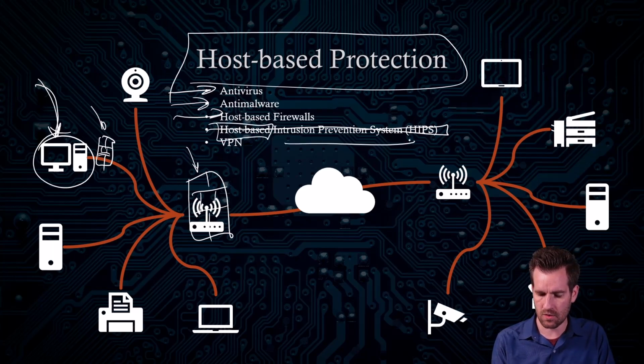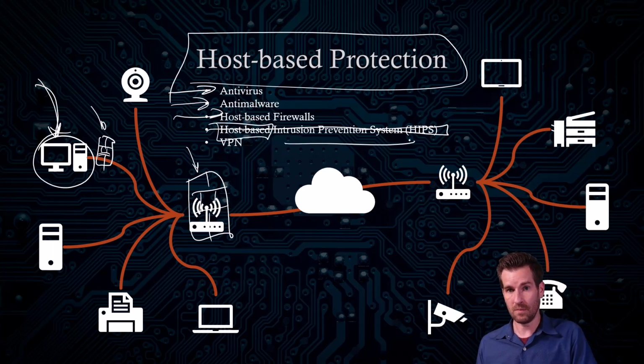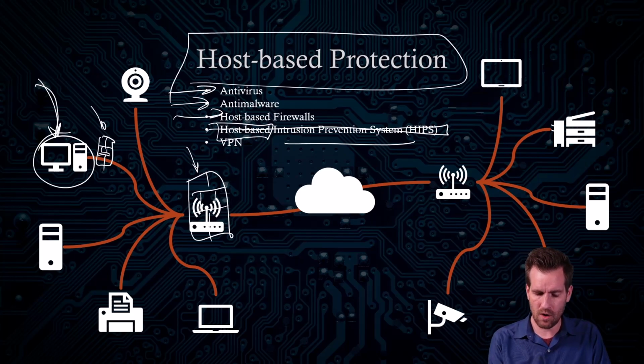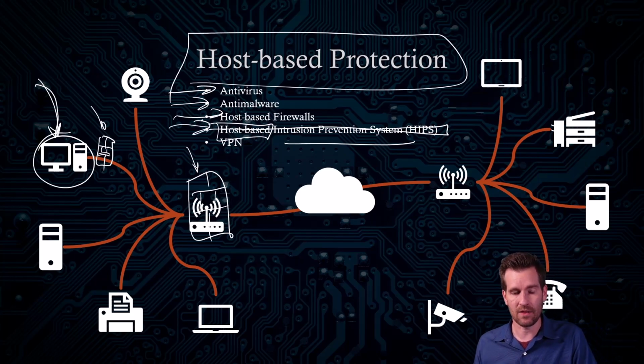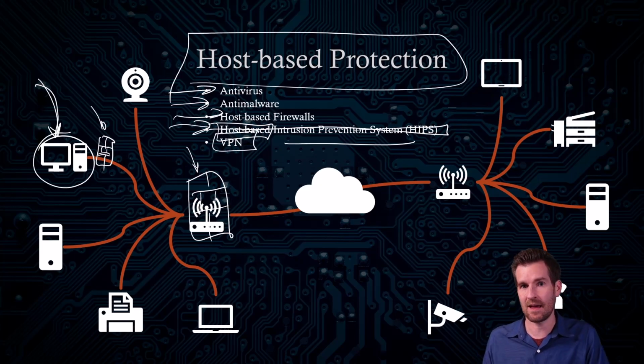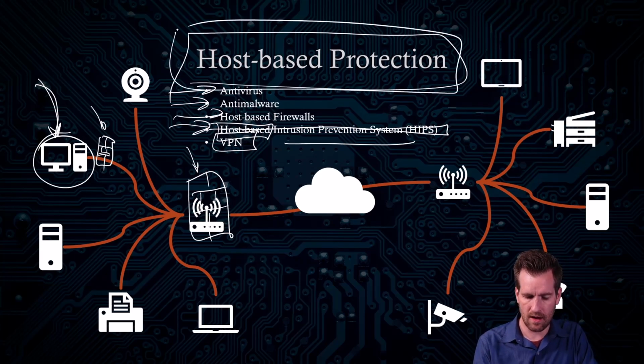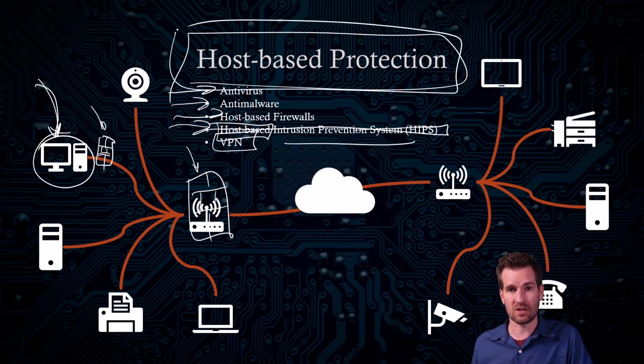We'll talk about intrusion protection, prevention system and intrusion detection system here in a second, again, from a network standpoint, but we know that we also want this on the host level as well. And then things like VPN can help also secure our traffic that's coming to and going from our different devices as well.